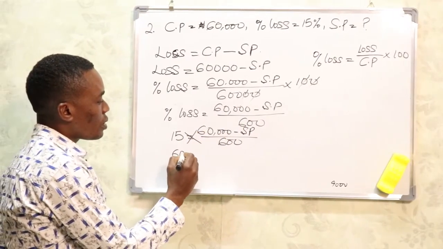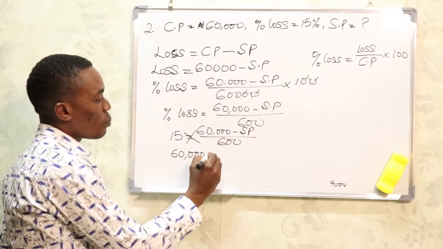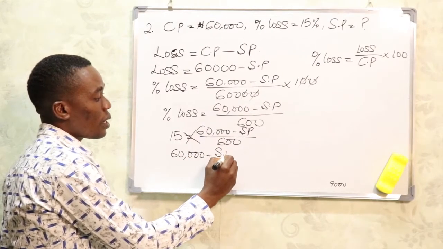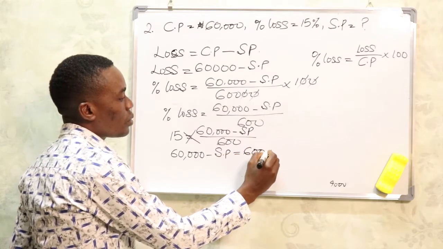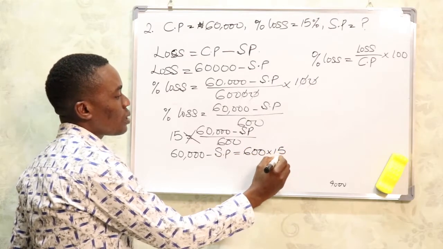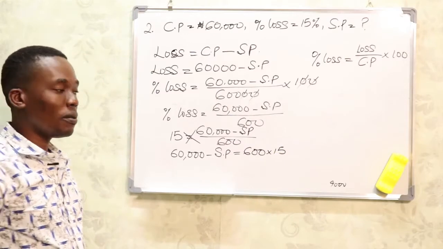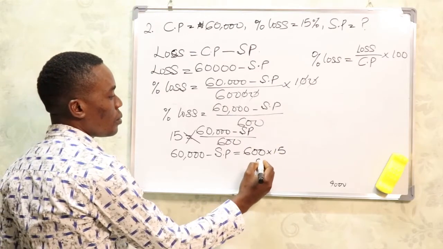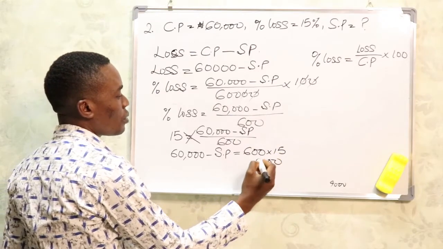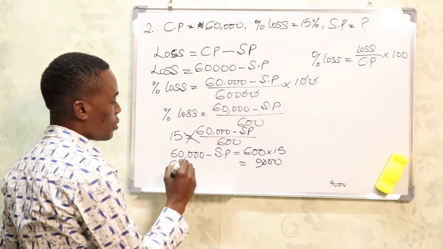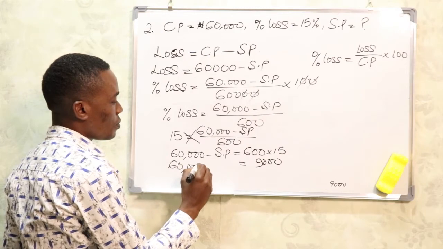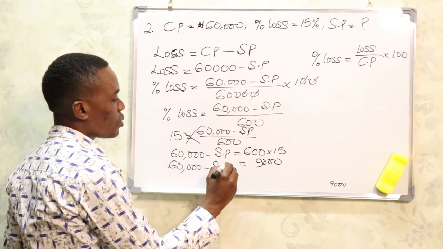You have your 60,000 minus the selling price equal to what? 600 multiplied by what? By 15. 600 multiplied by 15 is going to give you 9,000. So 9,000 will be equal to what? 60,000 minus the selling what? Price.